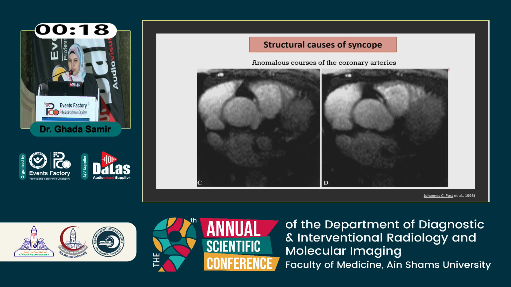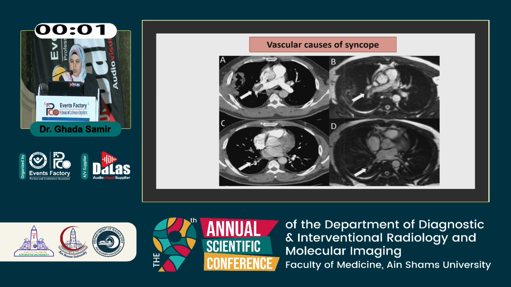Shortly, other rare structural causes of syncope may be anomalous courses of the coronary arteries. Here's a patient with an axial gradient MRI sequence that shows a malignant course of the RCA running between the aorta and the pulmonary artery, with a slit-like appearance.